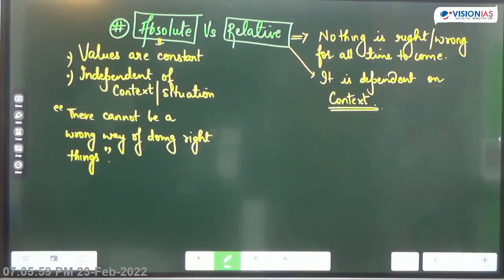Too much emphasis is laid on the duties. इसे डियोंटोलॉजिकल एथिक्स कहते हैं. घबराना नहीं, अभी पढ़ाऊंगी आगे. ठीक है. Relative मतलब it is context specific. It is dependent upon the situation. There can be nothing which is right or wrong in all these situations. So there cannot be anything which is right for all time to come.